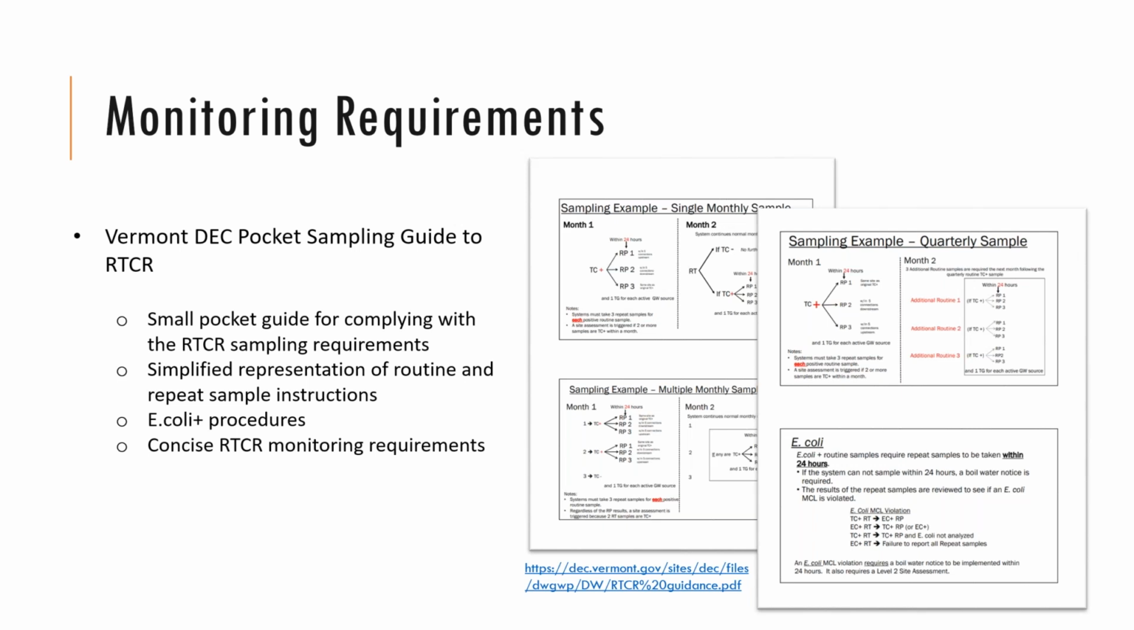So on this screenshot, you can see the 4 different pocket guides. At the very top, you have the sampling requirements for systems taking monthly routine samples. And then on the bottom you have sampling requirements for systems taking multiple monthly samples. And if you look at the graphs, it'll tell you, if your routine sample was coliform positive, this is what you have to do within 24 hours. Take your repeat samples, and depending on the result of the repeat samples, this is what you should do in the following month.